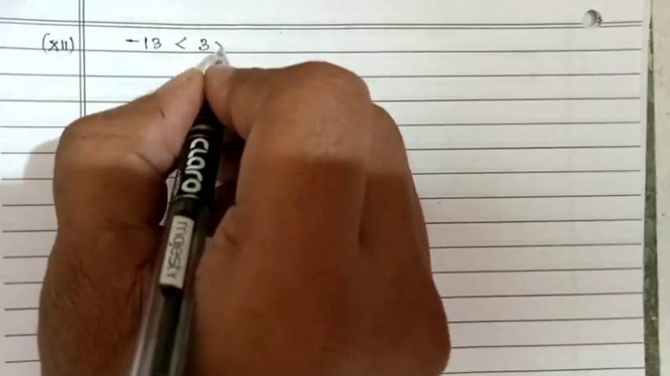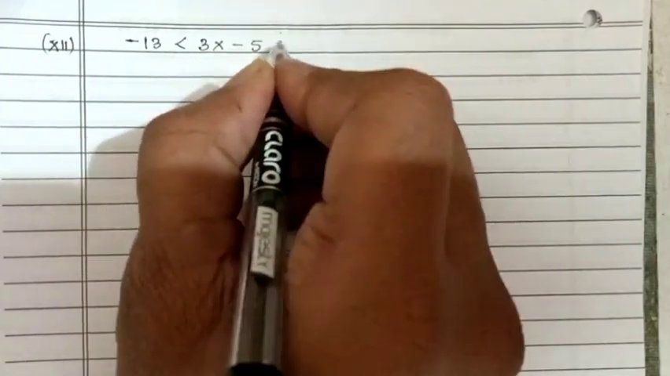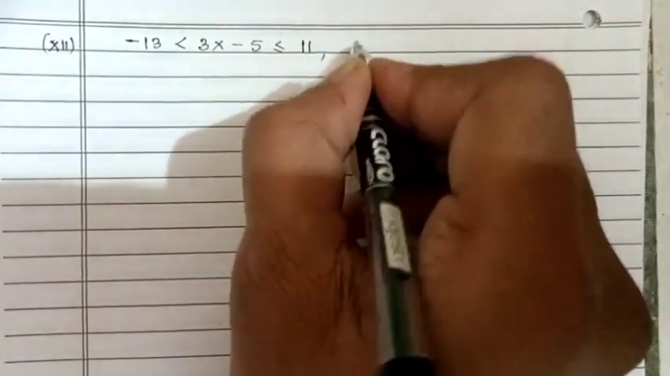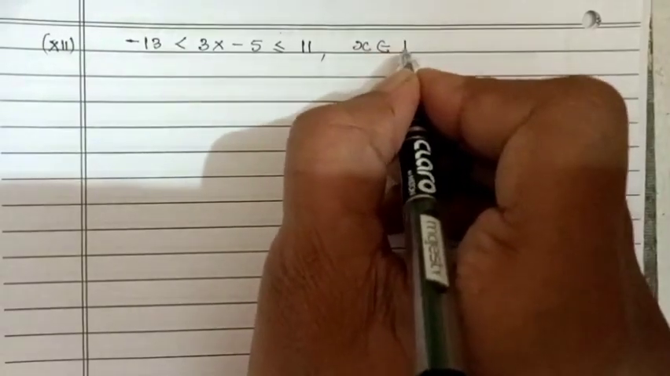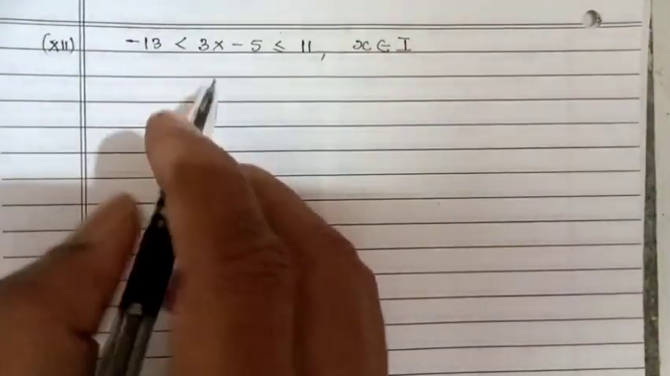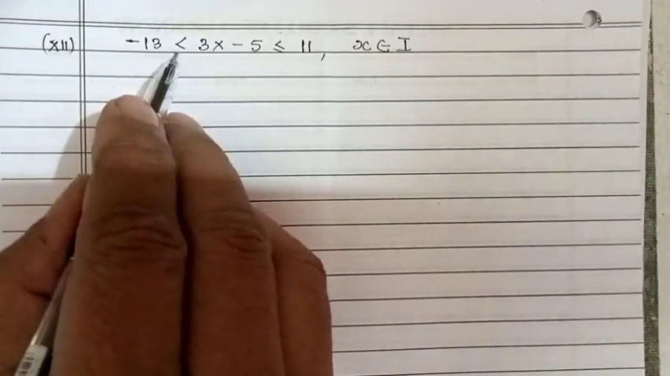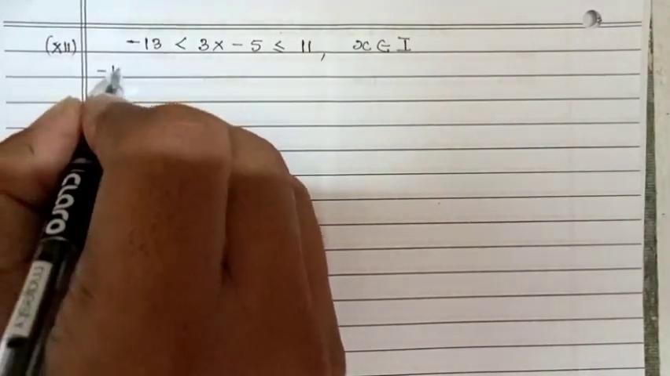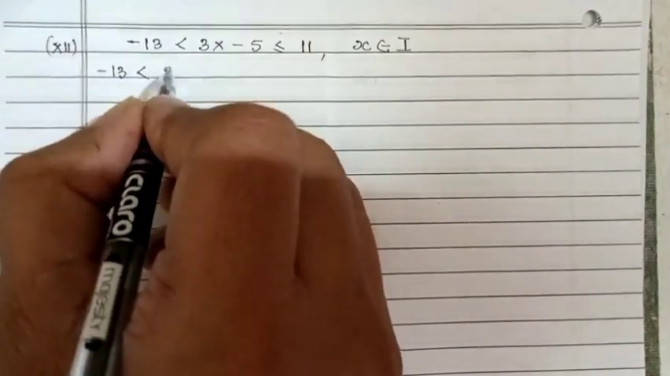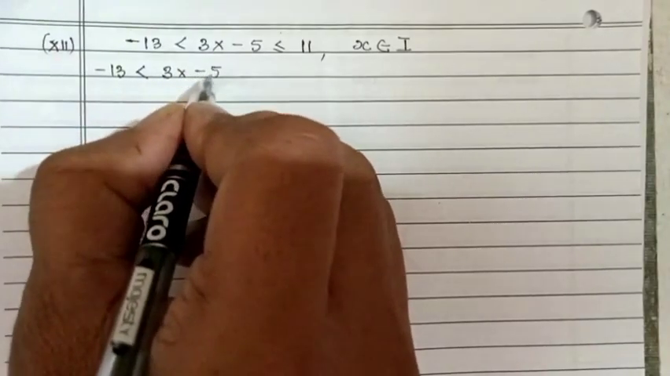Okay, now see, in this one, question number 12, they have said minus 13 less than 3x minus 5 less than or equal to 11, where x belongs to integers, right? Now let's solve this inequality. First we are going to solve this first inequality, minus 13 less than 3x minus 5.